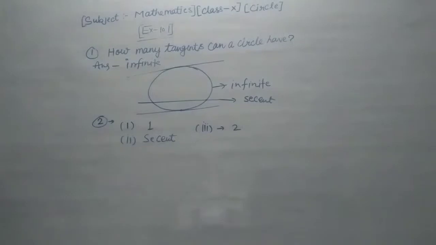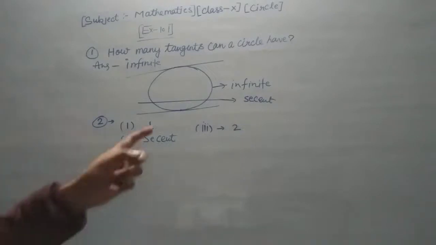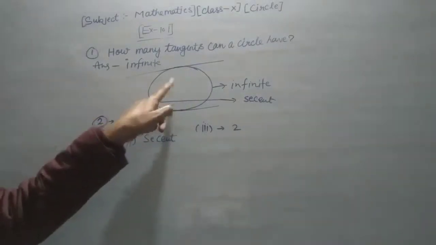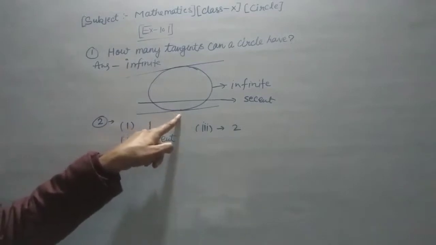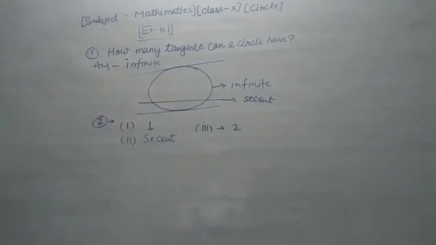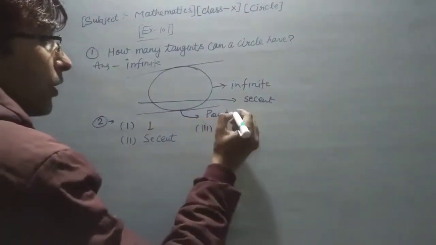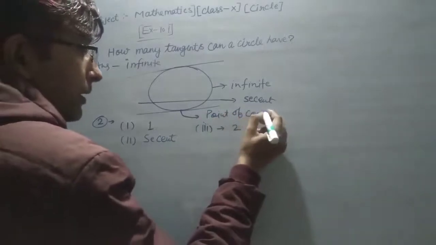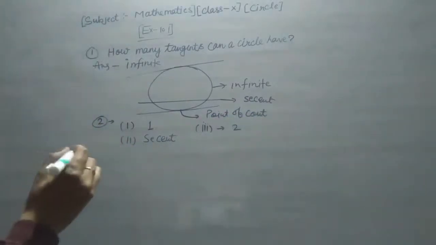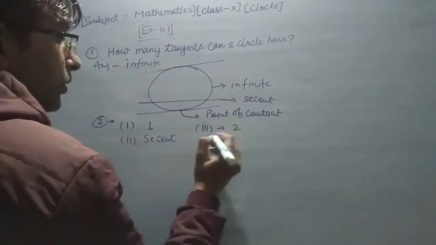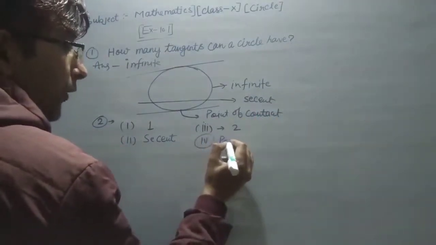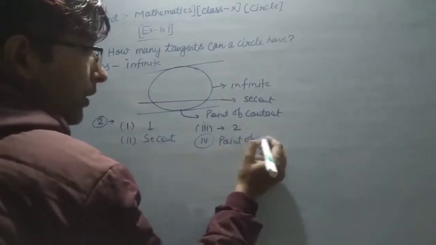Okay, now the next question is the common point of a tangent to a circle and the circle is called dash. The common point to the tangent and the circle is this. What do you have to say? This point, you very well know, is known as the point of contact. Earlier in this video we explained these things. So the fourth answer here is point of contact.